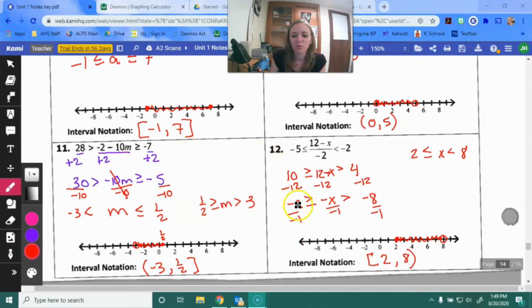And number 12, I went ahead and showed the work to show that you have to flip your signs twice. When we multiply all 3 sides by -2, that was negative, so we flip our signs. Then when we come down, we have -x left. The only way to get that by itself is to divide by -1. That's dividing by a negative again, so then you flip the signs again, putting it back to the original way. So leaving you with 2 less than or equal to x, which is less than 8, bracket 2, comma, 8, parentheses. So there you go.